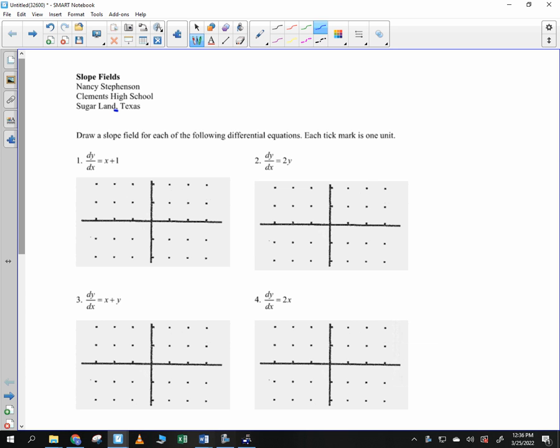This is stolen from Nancy. Nancy, credit to you. To be fair, I think you let all of the AP world use this. So I kind of stole from AP, who stole from you.